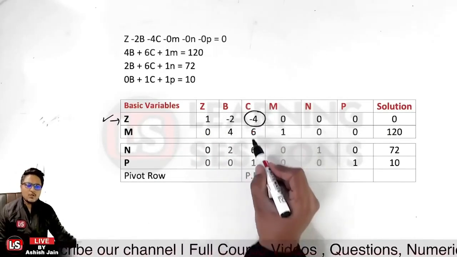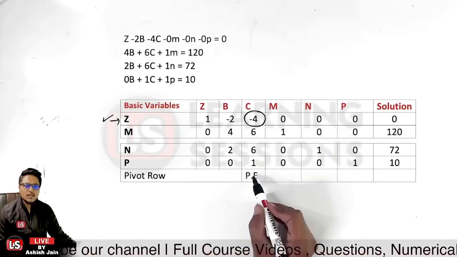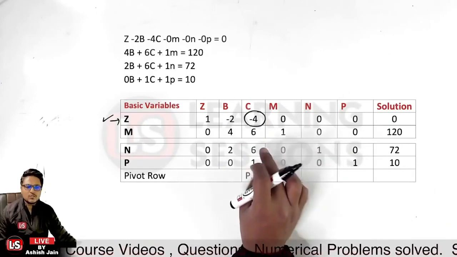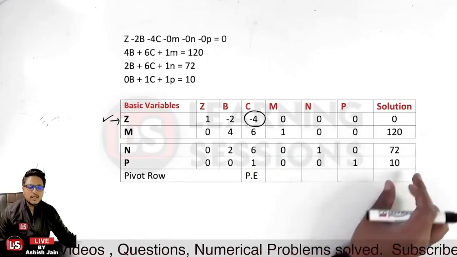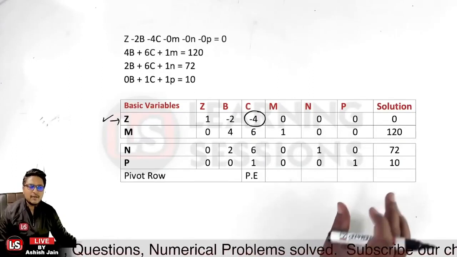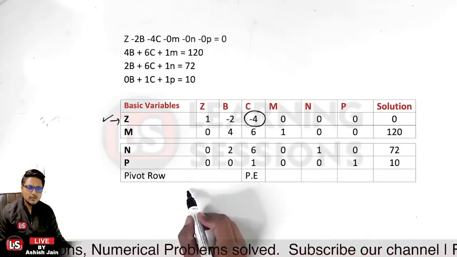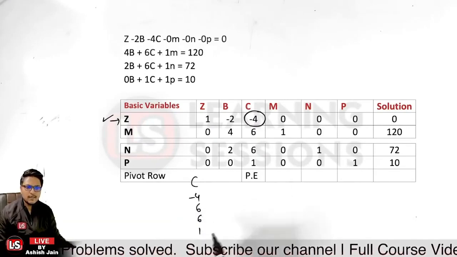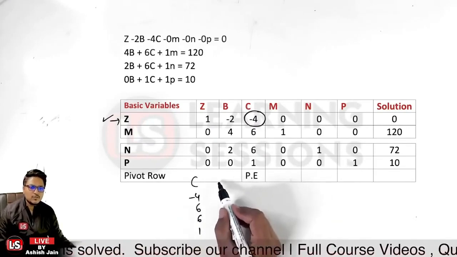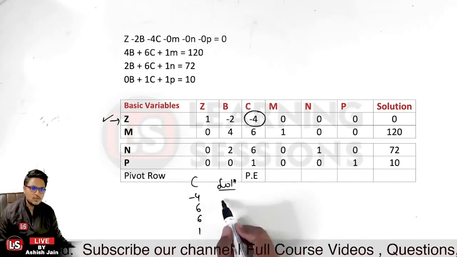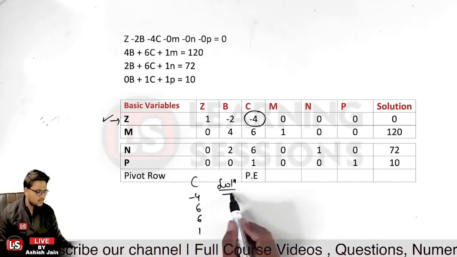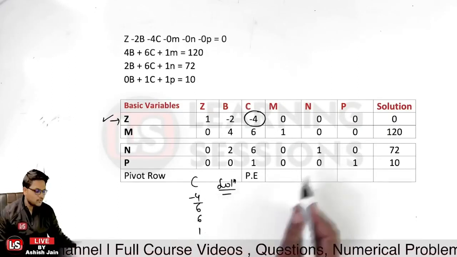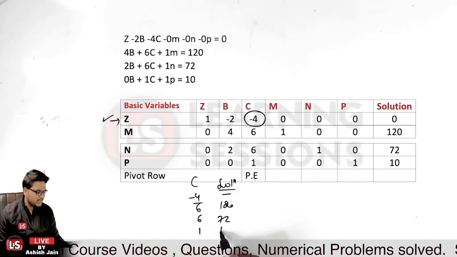So related to this line, we will consider all the solutions related to this C column, which is the most negative. The C column has the values minus 4, 6, 6, 1. For the solution values, not counting the Z row, we have 120, 72, and 10.